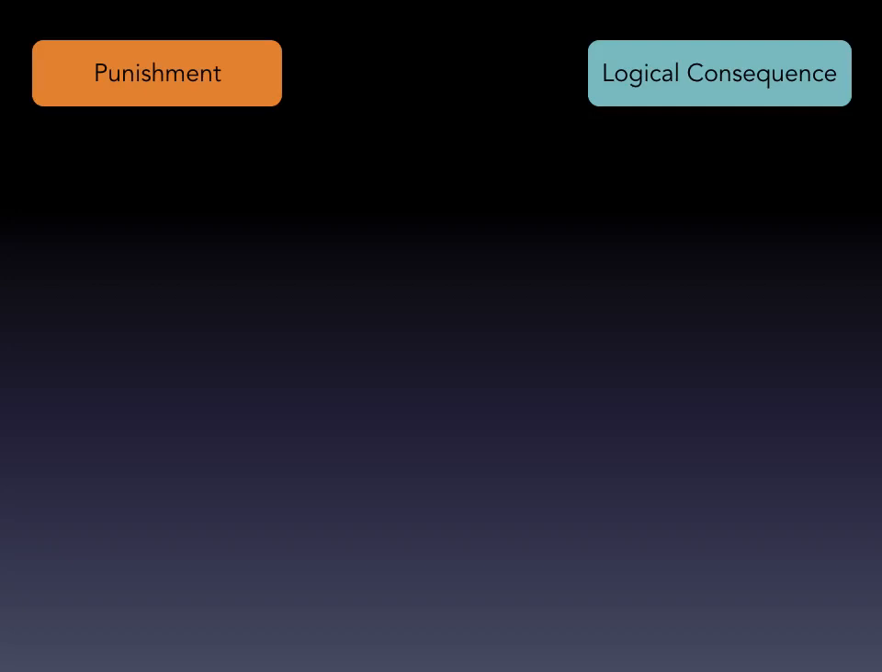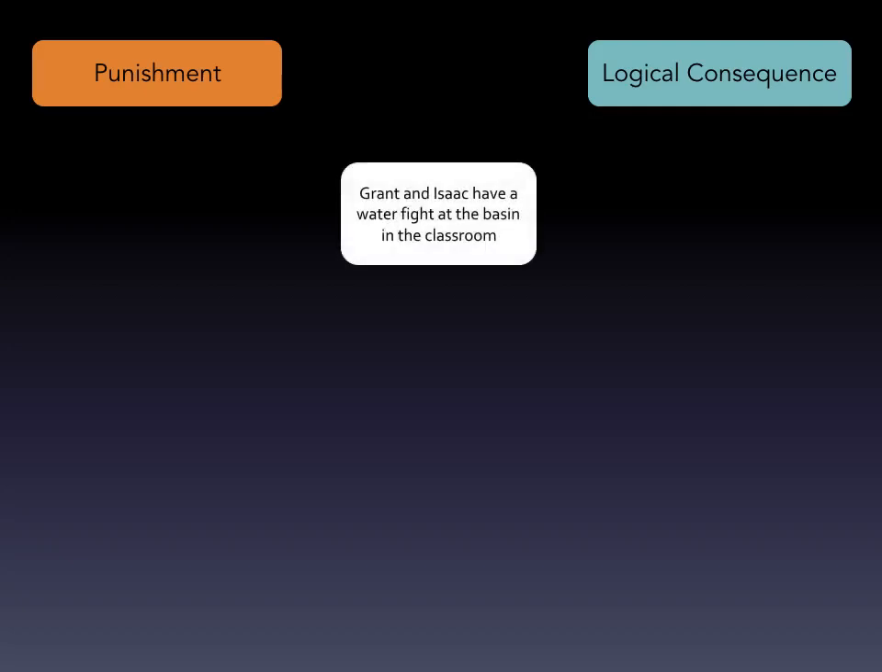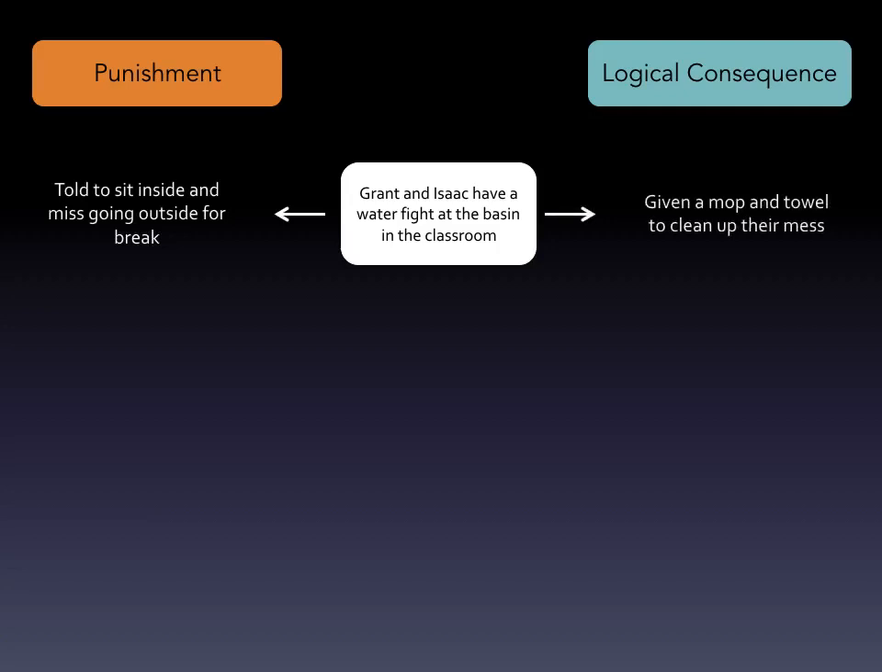So let's take a look at a few scenarios using punishment or logical consequences as a way of dealing with this situation. The first one is, Grant and Isaac have a water fight at the basin in the classroom. Punishment for this behavior could be to sit inside during break, which could generate some negative feelings. A logical consequence could be that Grant and Isaac will now have to mop up the mess that they've made. Although they don't want to mop up and clean, they will understand that they caused the mess, so they need to clean it up.